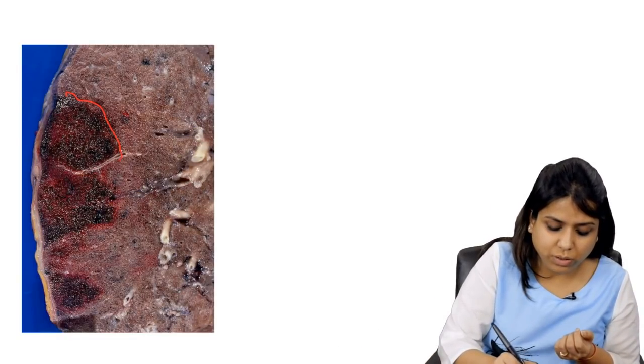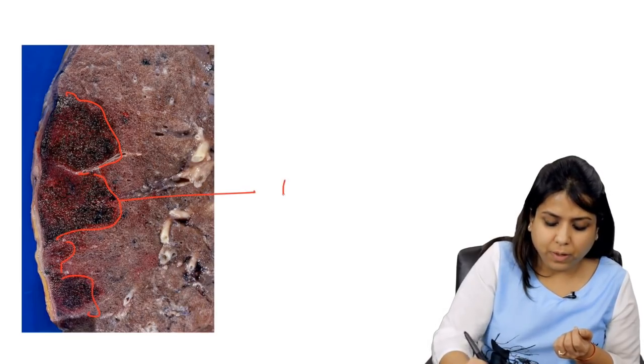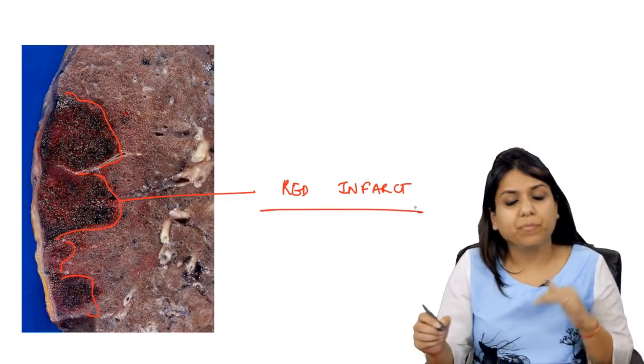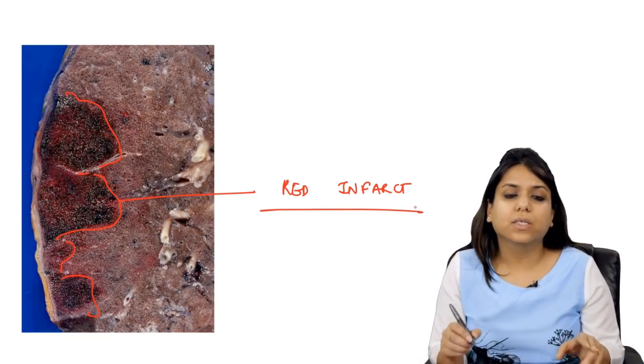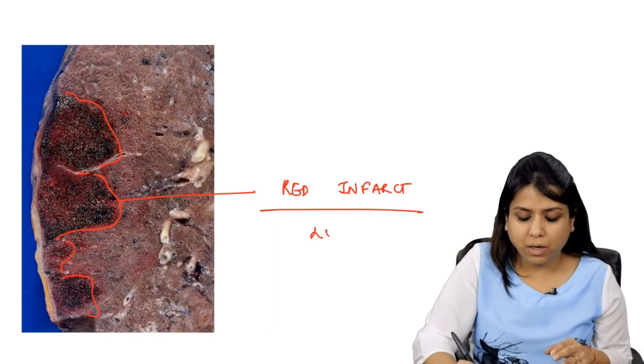Then this is the gross specimen of a lung, students, and this is basically red infarct. You know, infarct is of two types, red and white. White infarct is an area of coagulative necrosis, I have already shown you. This is red infarct in lung.